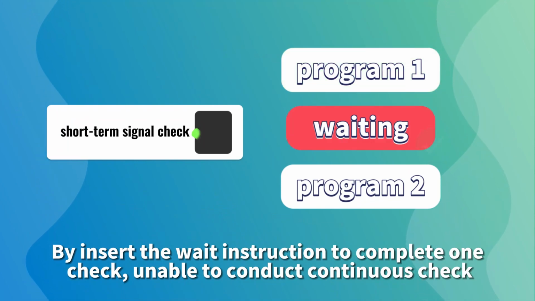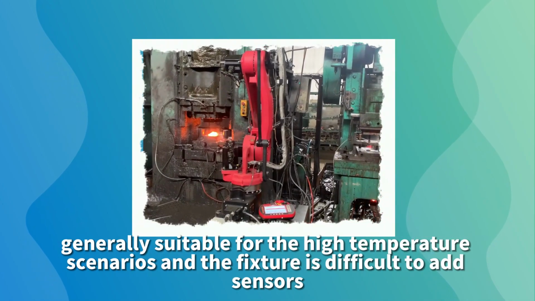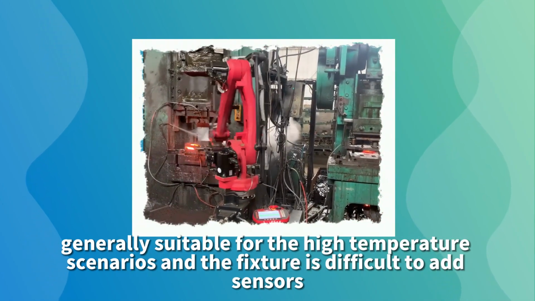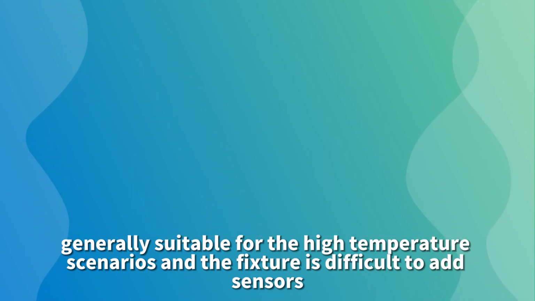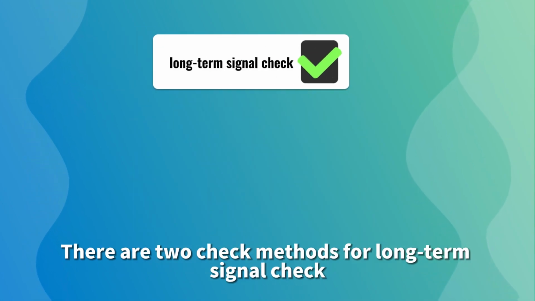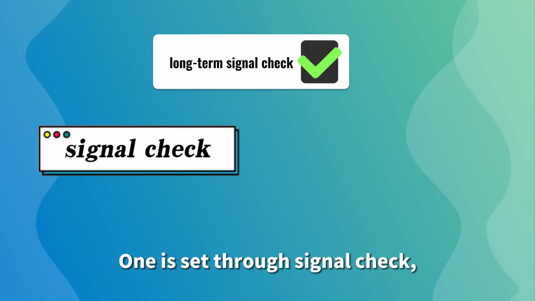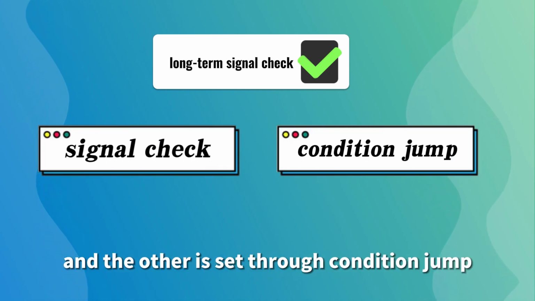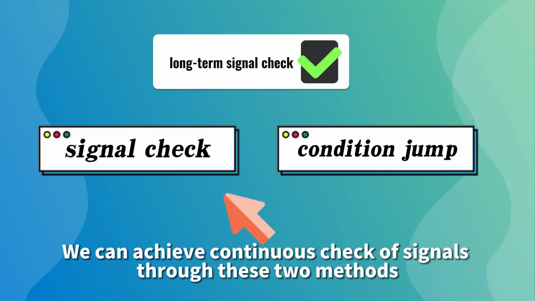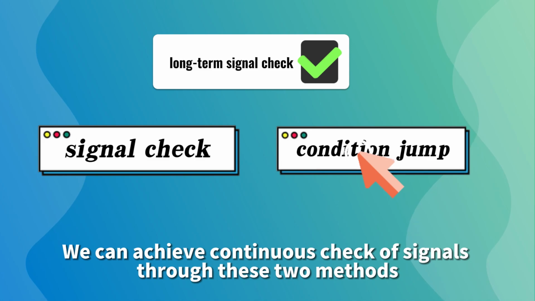Long-term signal check enables continuous checking, generally suitable for high temperature scenarios and where the fixture makes it difficult to add sensors. There are two methods for long-term signal check. One is set through signal check, and the other is set through condition jump. We can achieve continuous checking of signals through these two methods.